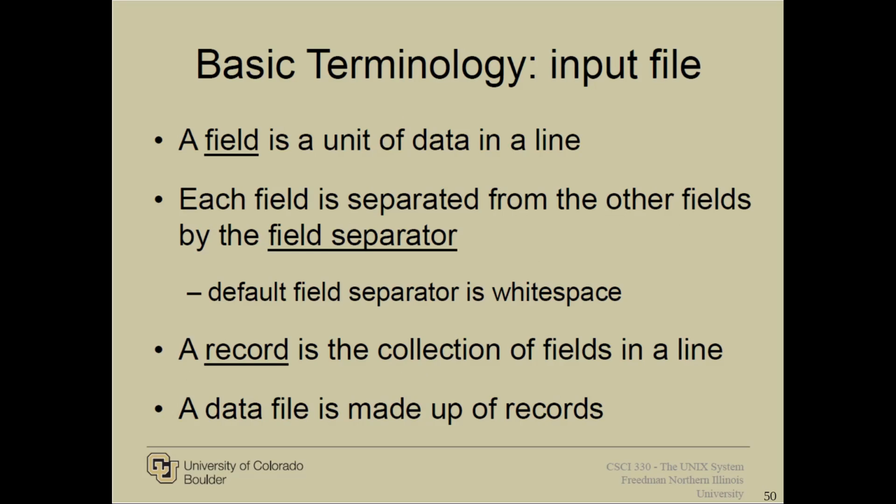All right. So there's some basic terminology surrounding awk. A field is a unit of data in a line. Each field is separated from the other fields by the field separator or the delimiter. The default separator is white space, but it can be colons, commas, anything, and these can be changed as needed. A record is the collection of fields in a line. It is essentially the line. And then a data file is made up of records.